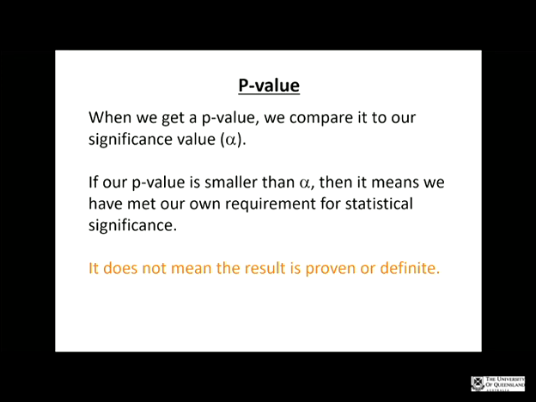All right, so when we get a p-value and we compare it to our significance value to understand what that means, if the p-value is smaller than alpha, our significance level, then it means we've met our own requirement for statistical significance. So it doesn't mean that it's proven or definite. What it means is that the risk that we said as researchers that we're willing to take, we've met that level of risk, and we're going to say that we have enough evidence to reject the null hypothesis.